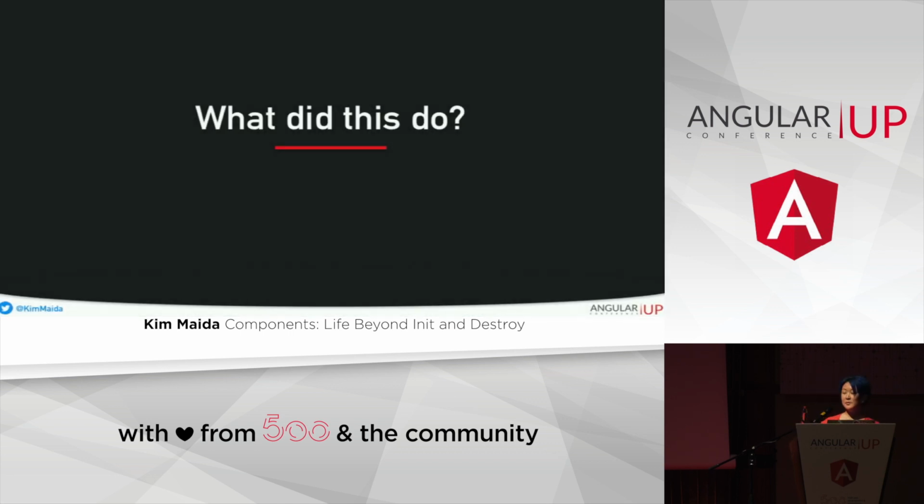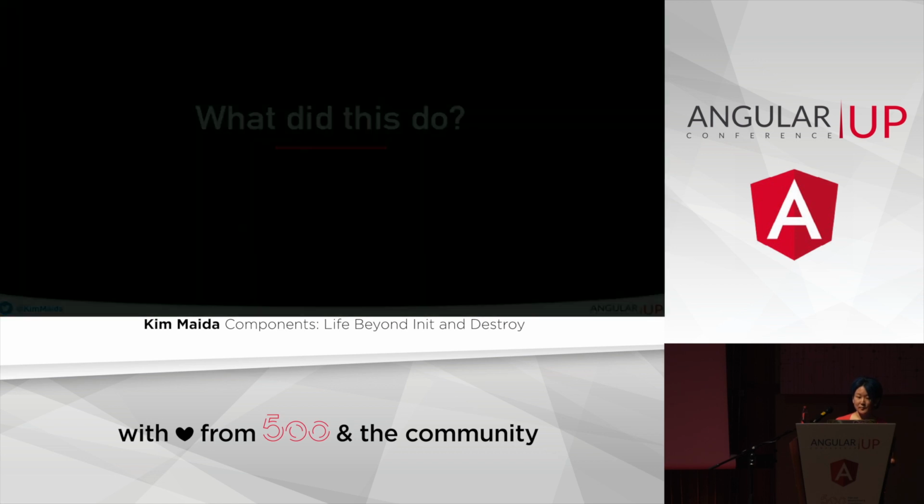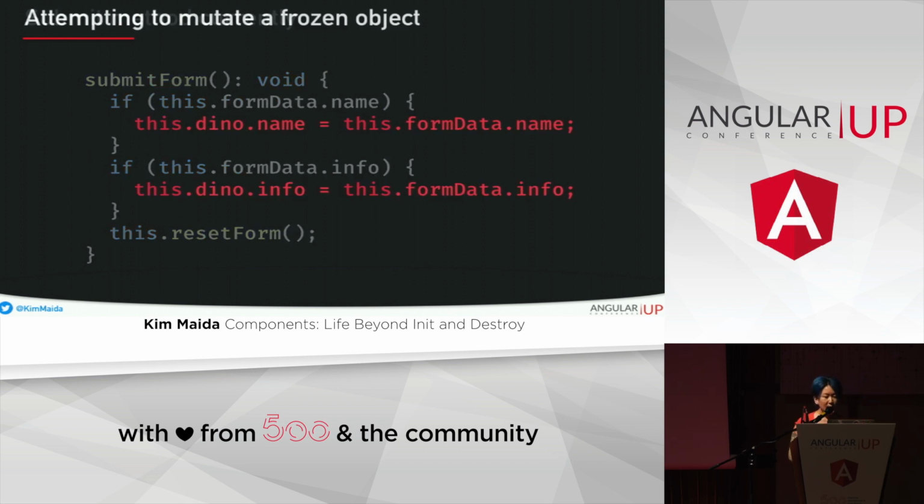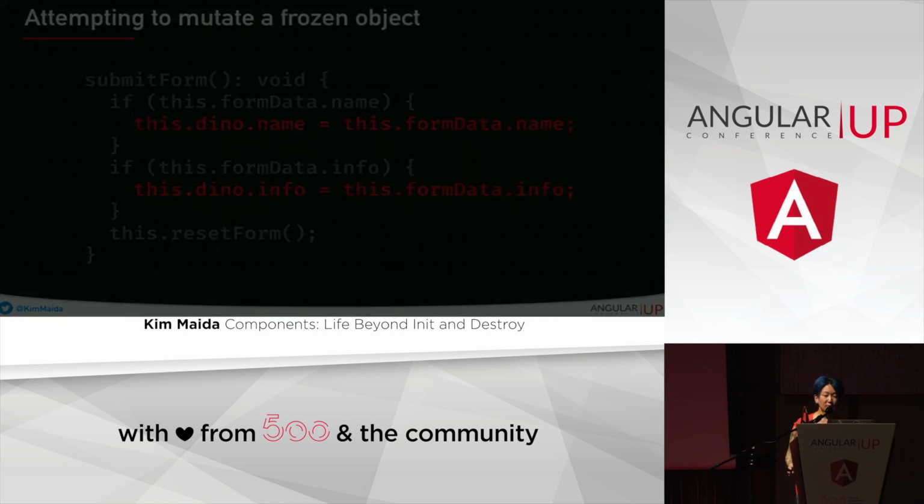So what we need to do now is examine anywhere that we're attempting to mutate this object. Here's our submit form method. This is the method that runs when we hit submit after we put in some updates into the form. With the dyno object frozen, this isn't going to work, because what we're doing here is changing the property values of this.dyno, and we can't do that anymore.